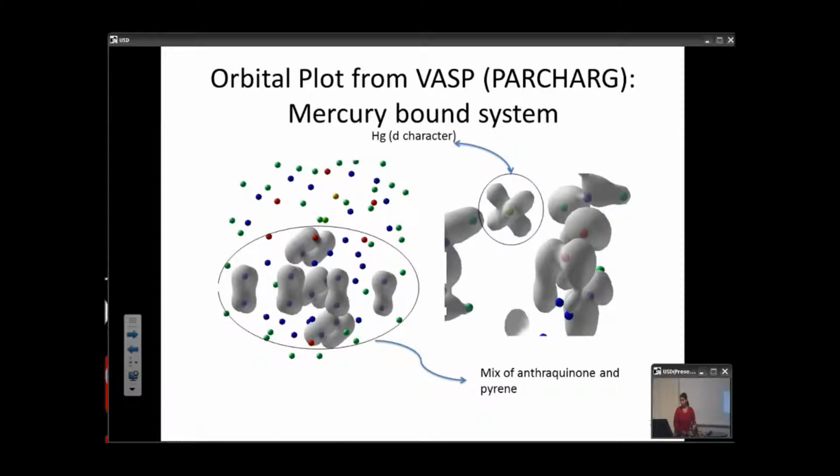So when we did the partial charge for the mercury bound system, as I mentioned, for the basic FRET systems, we can see that there will be energy transfer between the donor and acceptor. Here we can see there might be a chance for energy transfer between both the systems. These four orbitals correspond to the pyrene, and these three correspond to the anthraquinone. I'm really happy with these kinds of pictures, and this one also shows a pretty good picture for the mercury atom, which has a d character in it.